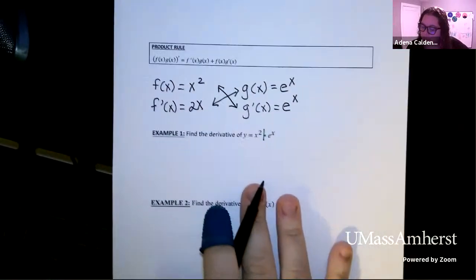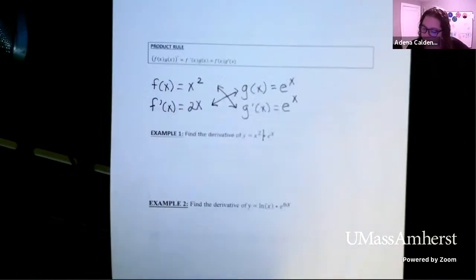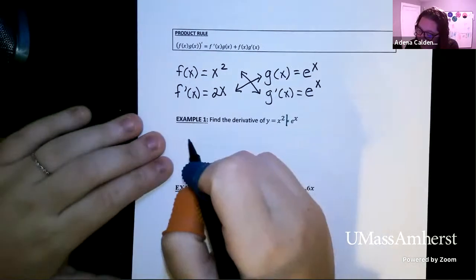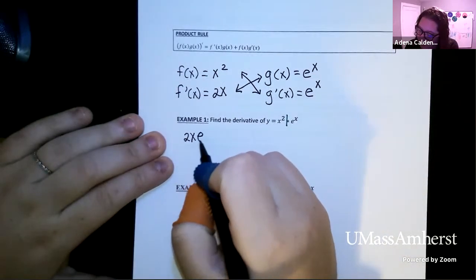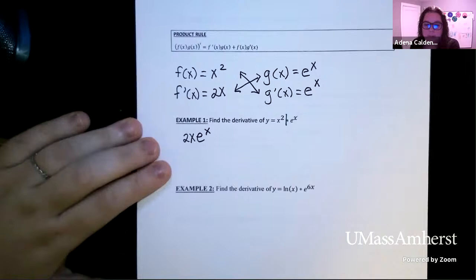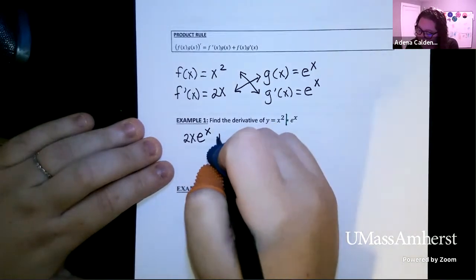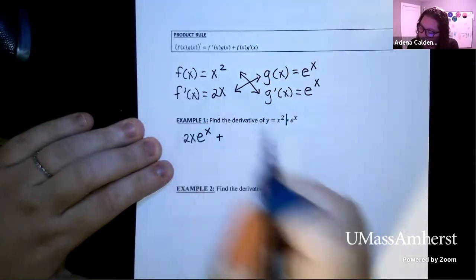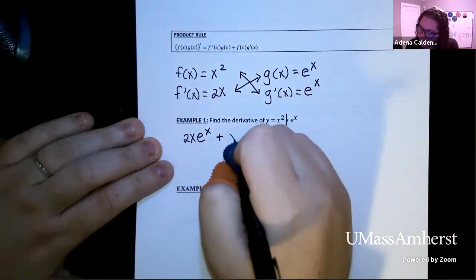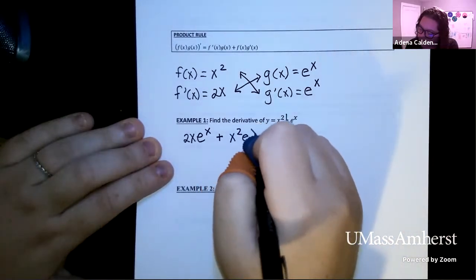Okay, so when I do f prime times g, I get 2x e to the x. And then I need to add to that g prime times f. So I have x squared e to the x.